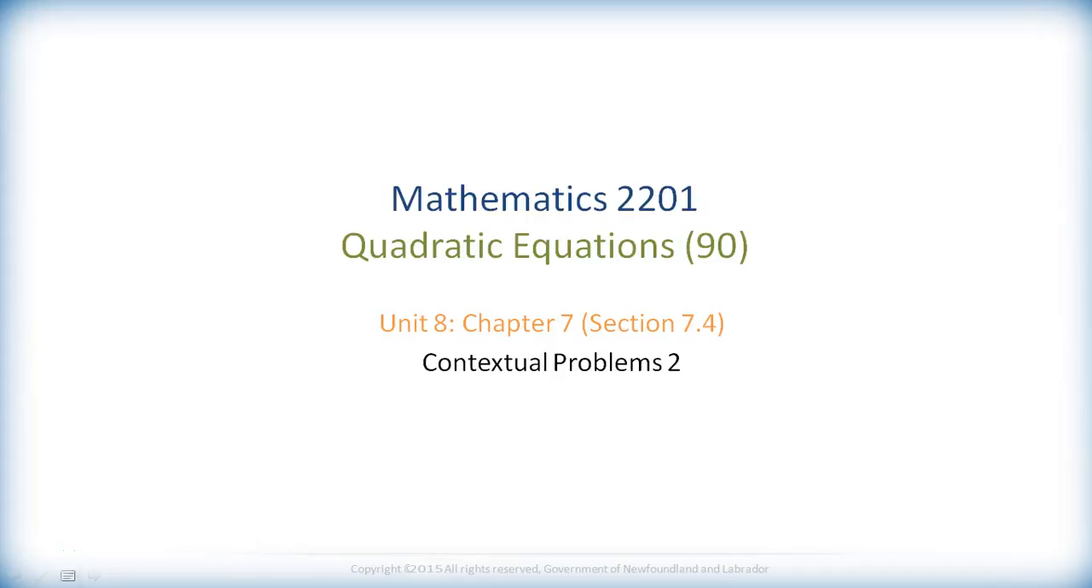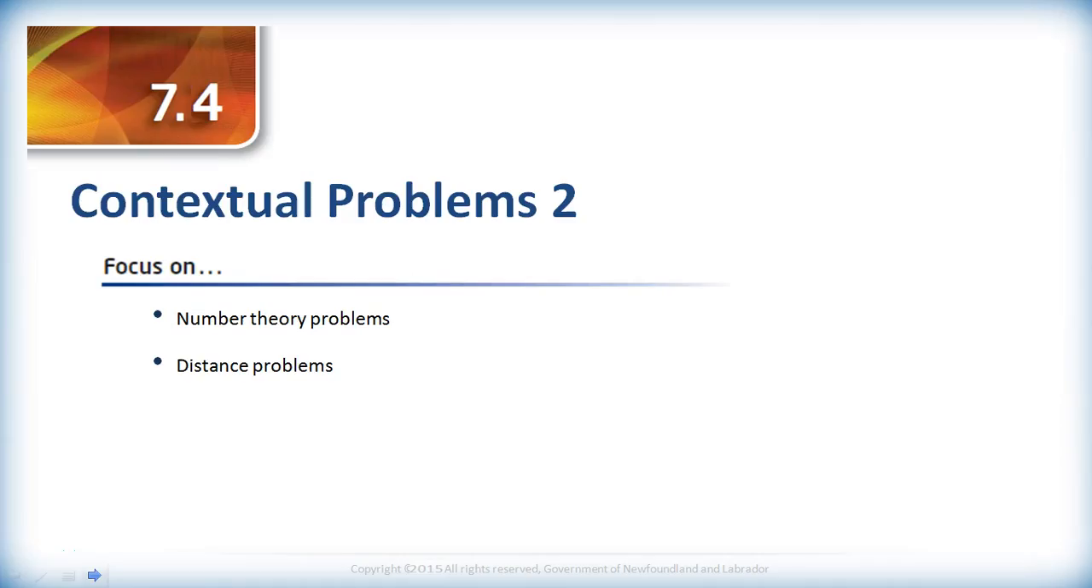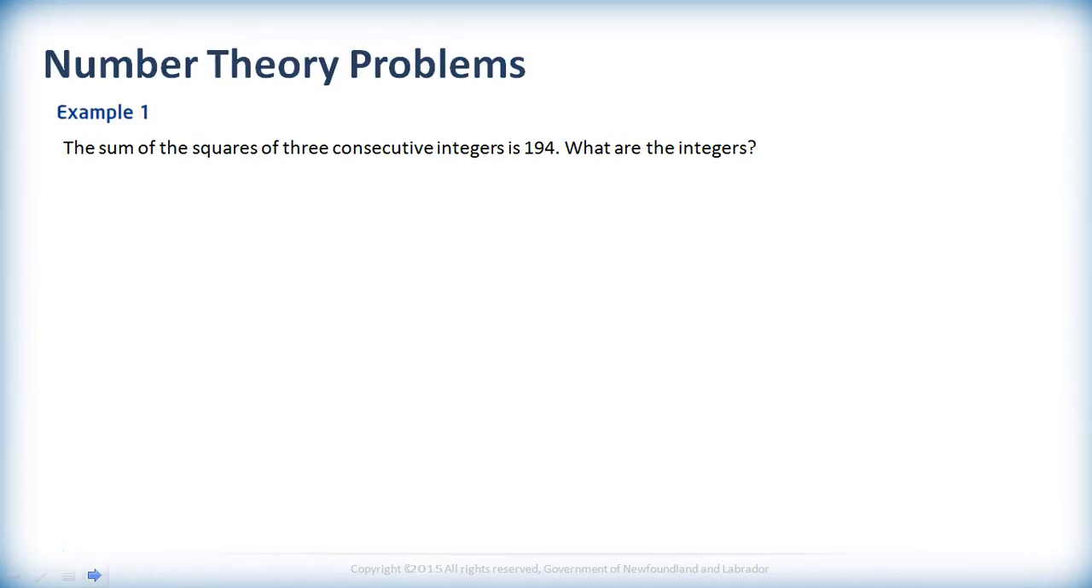Right, so let's do some more contextual problems, but this time we'll look at those that involve number theory and distances. Sorry about the audio there. Here we go. The sum of the squares of 3 consecutive integers is 194. What must those integers be?